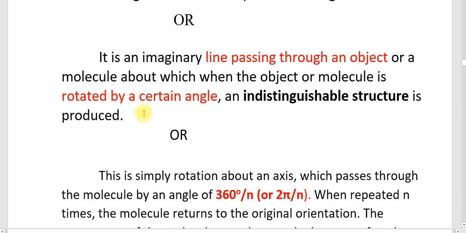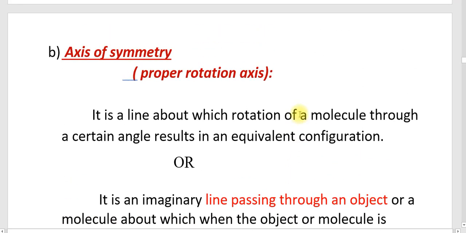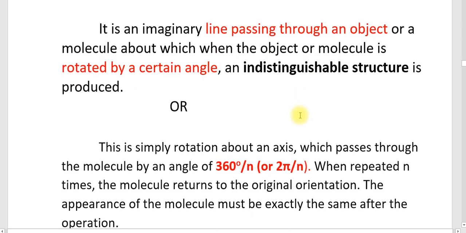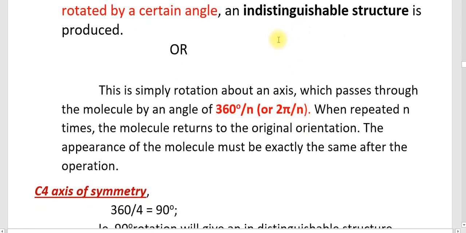I will explain once again. I am taking a molecule and considering an imaginary line passing through that molecule, and after that I am making a rotation through a certain angle, 30 degrees or 40 degrees or any angle. After rotating that molecule I will get another conformation in such a way that the first structure and the structure after the rotation are indistinguishable from each other. Then that line is called the axis of symmetry or the proper rotation axis. That is the second type of definition.